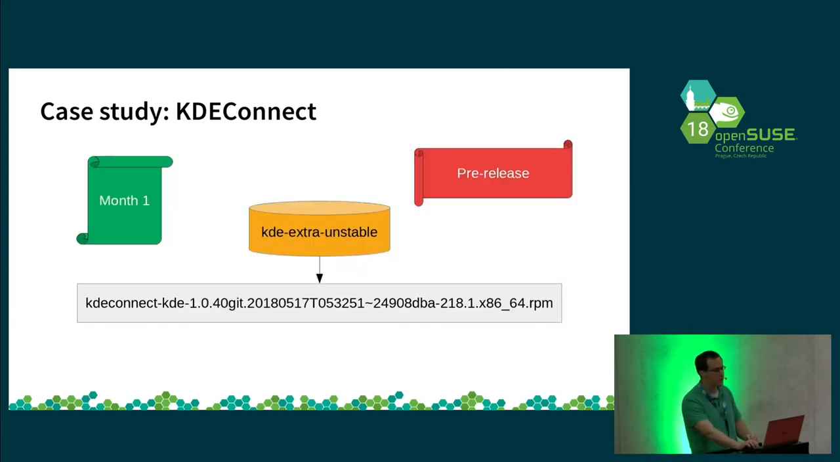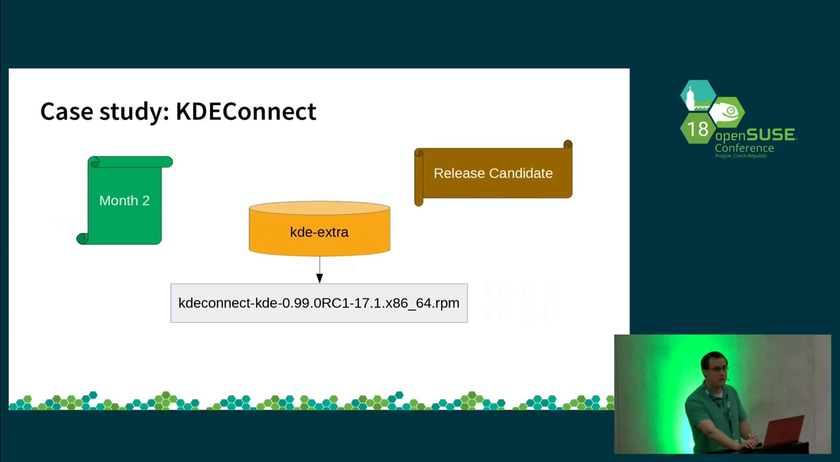Initially, it came from the unstable repository because the KDE maintainers only had it there since it had no official releases. Some months later, it had pre-release candidates, so the package was moved into the KDE Extra repository. And nicely, automatically for me, when I went to dup my machine, there was a change in repositories to that one. I didn't have to do anything, but I basically got the more stable one.